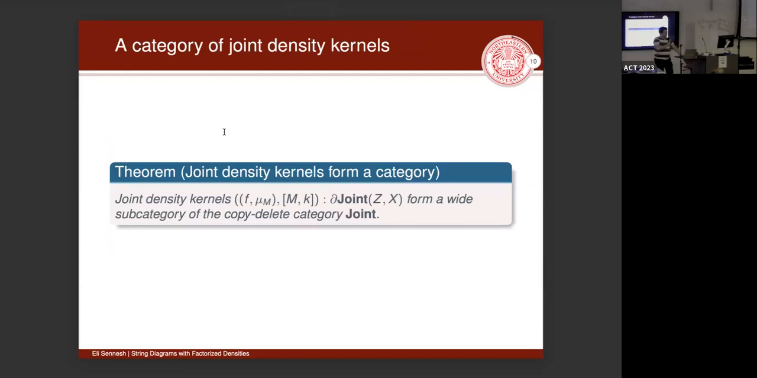So these will then eventually be seen to form a category, because they form a wide subcategory of the copy-delete category, Joint, which is given in the paper. Really, Joint is just a way of talking about this particular form of diagram that I drew before you get into the need for base measures and densities. So you can basically say, if I have a residual in the middle that I'm going to co-parameterize with, that's Joint. If I then have a density over the residual, that's DiffJoint.